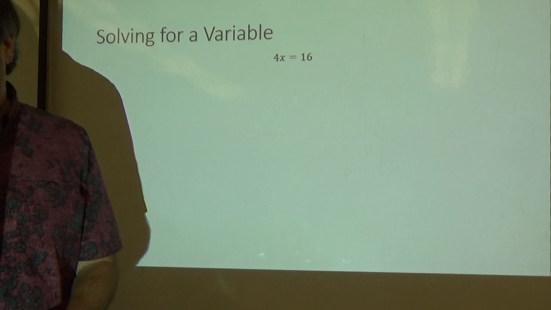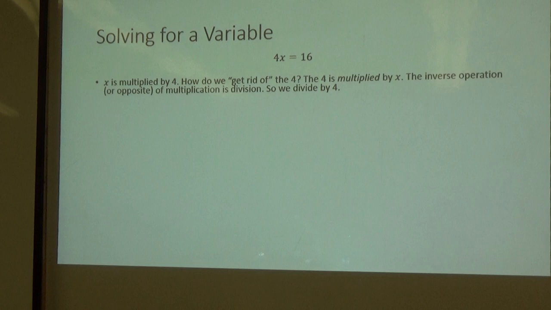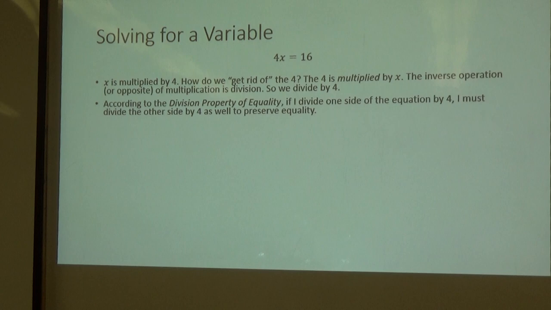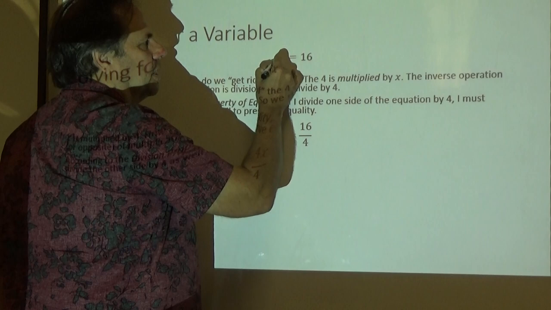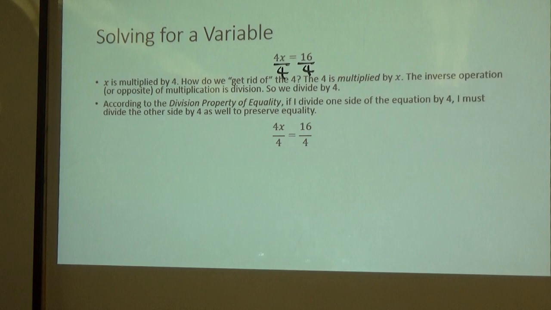X is multiplied by 4. How do we get rid of the 4? Since it's multiplied, the inverse operation of multiplication is division. So we divide by 4. According to the division property of equality, if I divide one side of the equation by 4, I must divide the other side by 4 as well. So I take my 4x, divide it by 4, and do the same thing to the other side of the equation. So 4x divided by 4 equals 16 divided by 4.